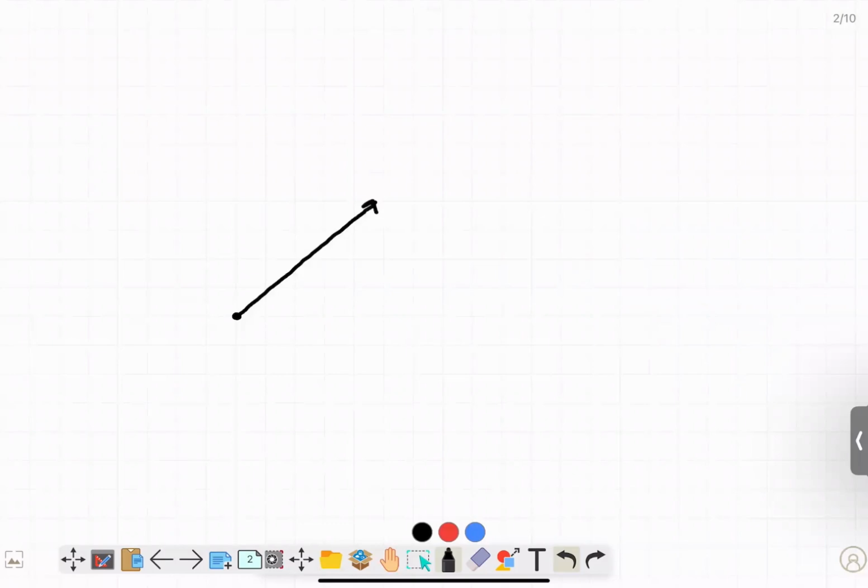We represent them using arrows. So the length of the arrow would tell you the magnitude, and the direction that the arrow is pointing would be the direction. This arrow is a directed line segment, and it has an initial point where we're starting, and the point where we stop is called the terminal point.